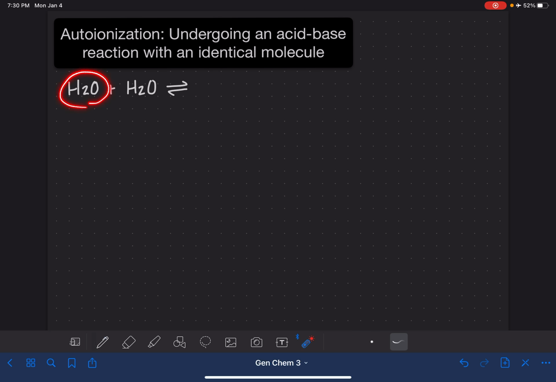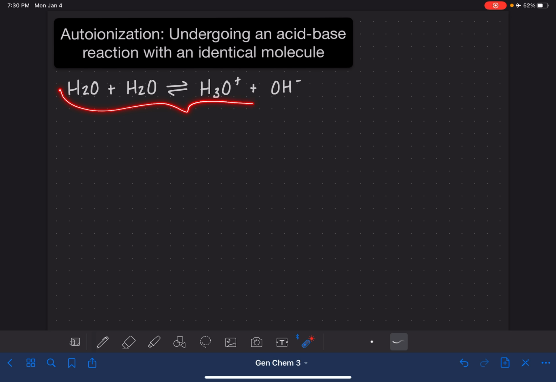If one of these water molecules is the base, that means that it is accepting an H+ ion, so it's being converted from H2O to H3O+. And if our other water molecule is the acid, that means it's donating an H+ ion, so it's being converted from H2O to OH-. These are the products of the autoionization of water.